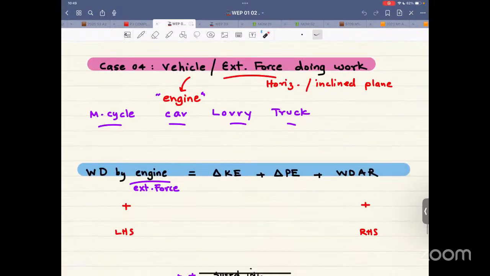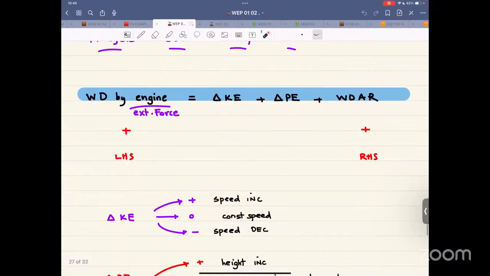Now, this is the most important one that people get stuck on a lot. That is case number 4. It could be a vehicle, a cycle, a lorry, a car with an engine, or it could be an external force doing work. And we will see 2 examples of this, proper past paper questions. So now, work done by the engine, work done by the external force, is always positive. Just write it on the left hand side with a plus sign. Change in kinetic plus change in potential plus work done against resistance. Work done against resistance is also positive on the right hand side.